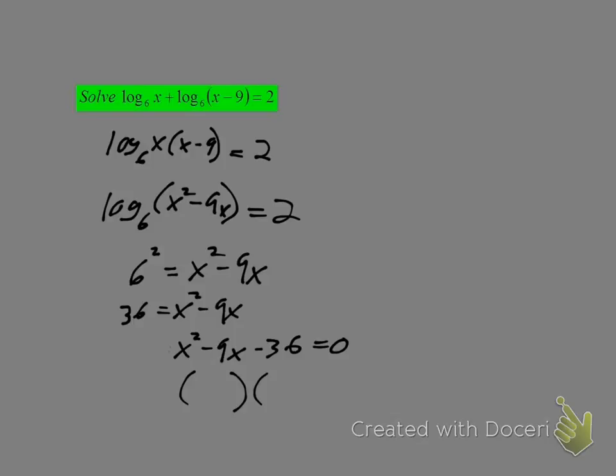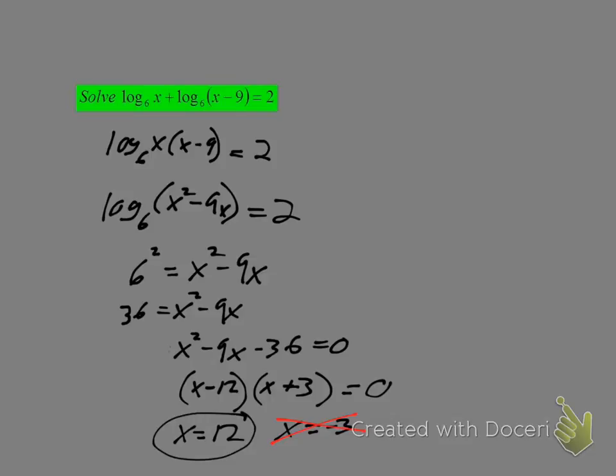Factor it, good. Why not 12 and 3? X minus 12, x plus 3. Okay, hold tight. Split them off, solve them, so they switch to what? X equals positive 12, x equals negative 3. Which one do you throw out? Negative. Throw out negative 3, circle 12.